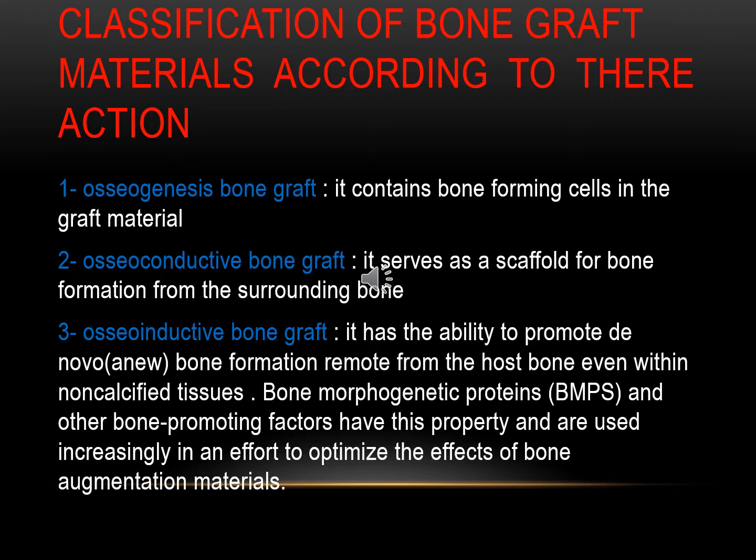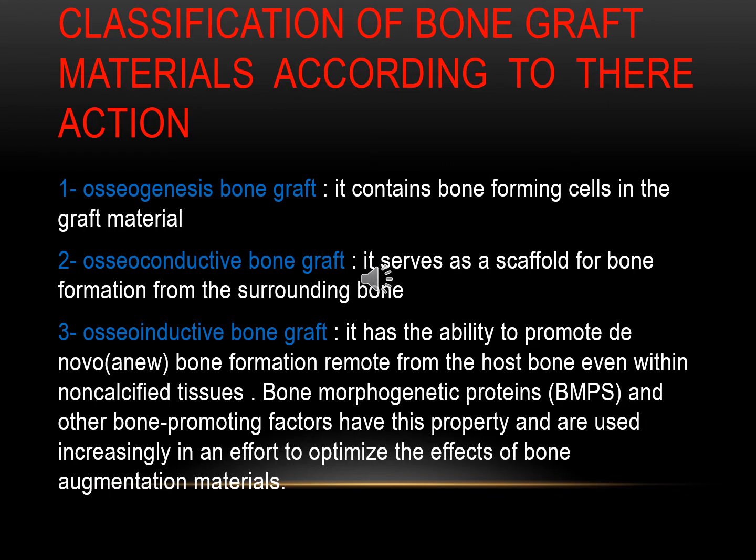Second type is osteoconductive bone graft. It serves as a scaffold for bone formation from the surrounding bone. We mean this graft can act as a scaffold or bridge or matrix for bone formation from the surrounding bone. This is filler material. It will fill the space of the bony defect, and the bone formation will start from the surrounding bone toward the bone defect.